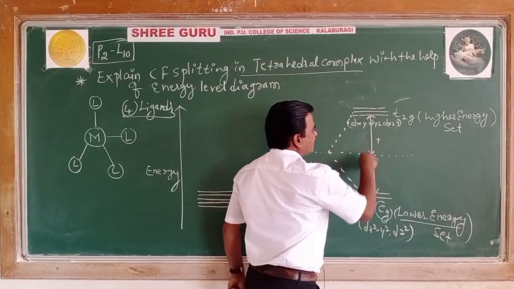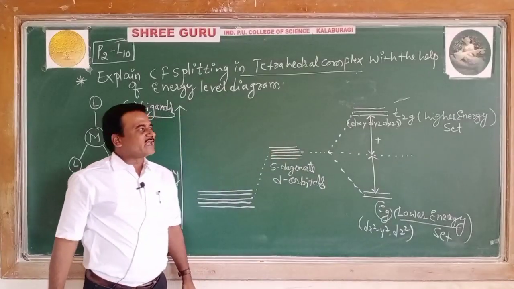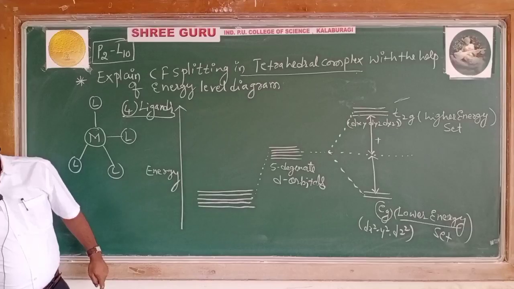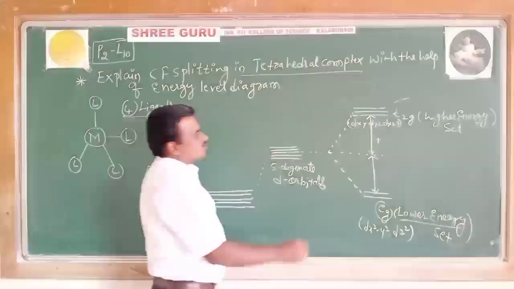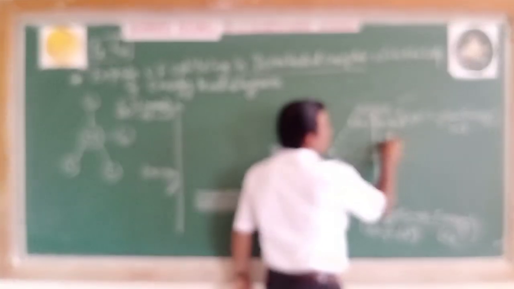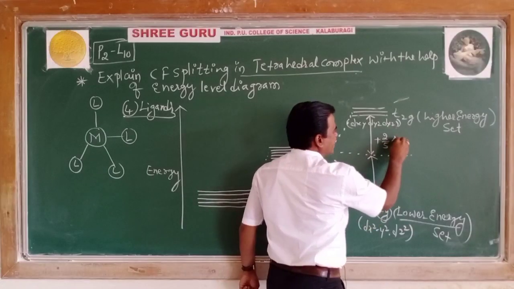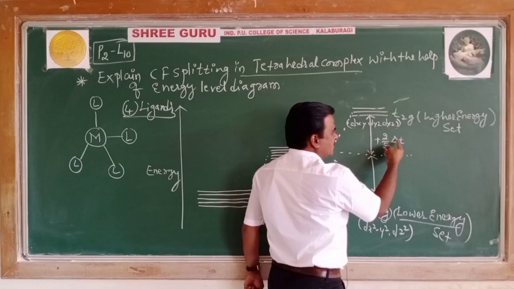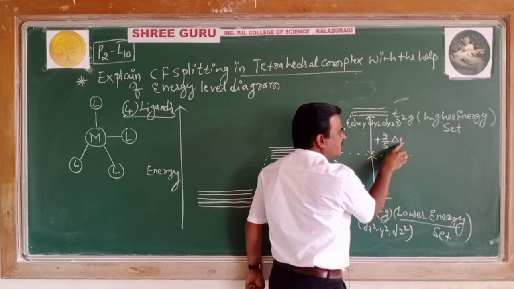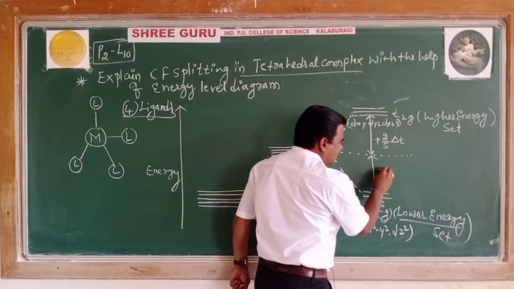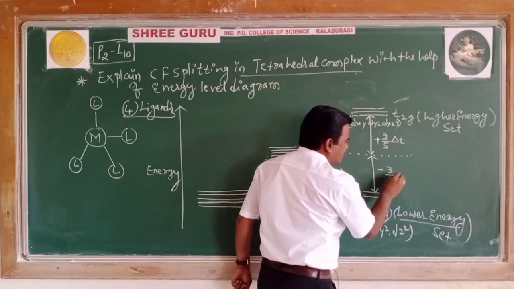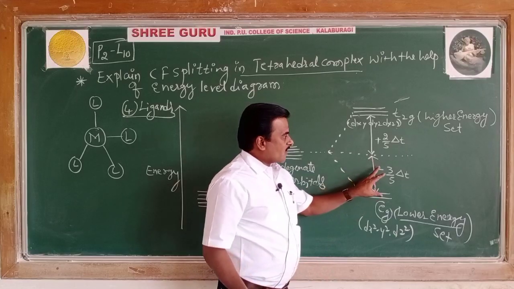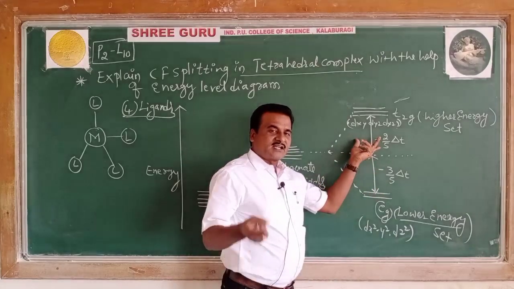You can see a rise in the energy in the case of T2G orbitals. In the case of T2G, you have a rise of plus 2 by 5 times delta T. So what is this delta T? It is the crystal field splitting energy in the case of tetrahedral, and a decrease by 3 by 5 times of delta T.